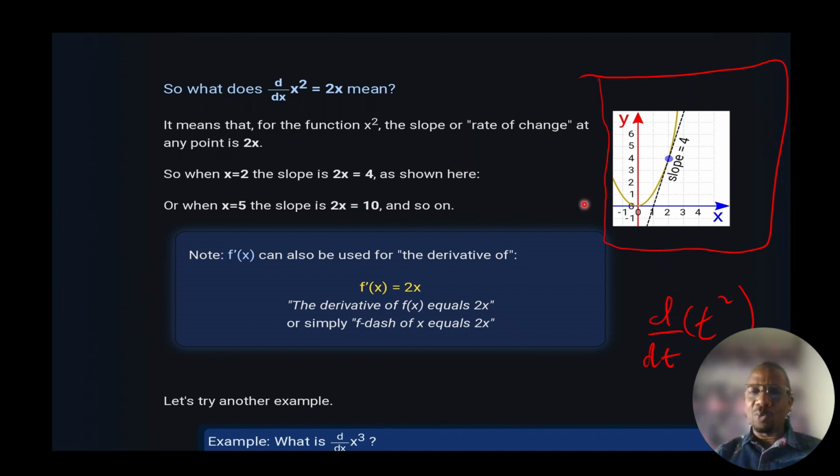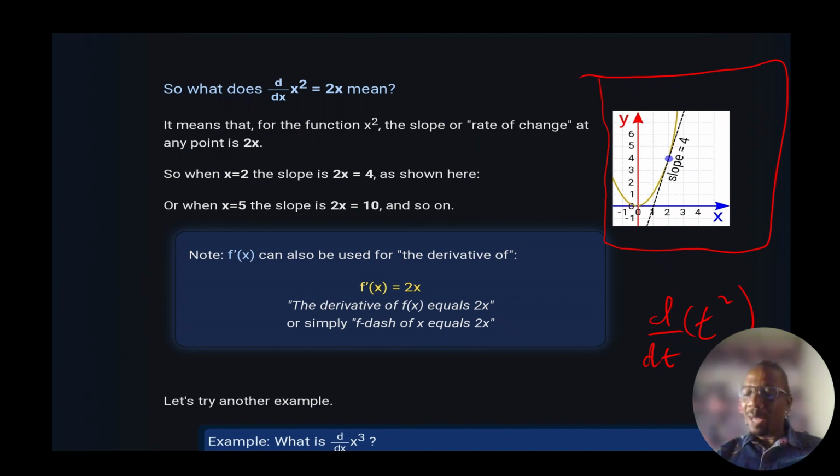It means that, looking at this graph, the graph here is the graph of f(x) equals x squared. What we mean is that for the function f(x), that is x squared, the slope or the rate of change at any point on this graph, you can see, any point on this graph, the slope is 2x. That is to say, it depends on the particular point. So when x is equal to 2, the slope is equal to 4, or when it's equal to 5, the slope is equal to 10. Then at different points of the curve, the slope, dy/dx of x squared, is equal to 2x. That's what we're trying to say.